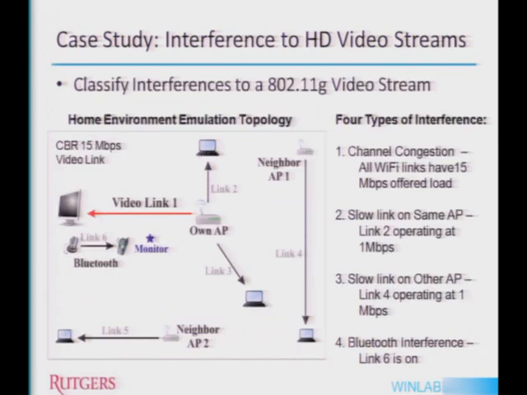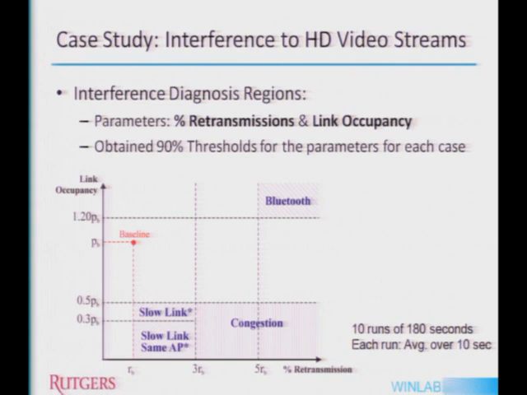The final outcome of this is we identified two parameters from Wi-Fi. Sorry, I forgot to mention, the way we are monitoring this is through an 802.11 packet capturing node, which is present in the locality. So that's only an 802.11 viewpoint of the whole system. And from just that one viewpoint, we identified two relevant parameters. One is the link occupancy, and the other is the percentage retransmissions. That's plotted on the two axes here. On the basis of these two parameters, we can characterize at least these four simple cases of interference.